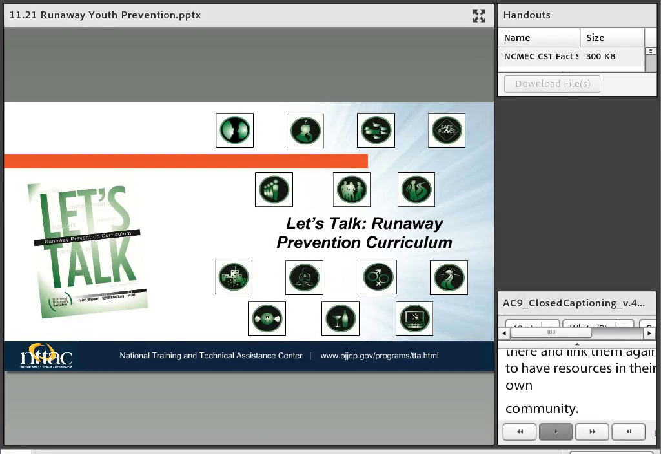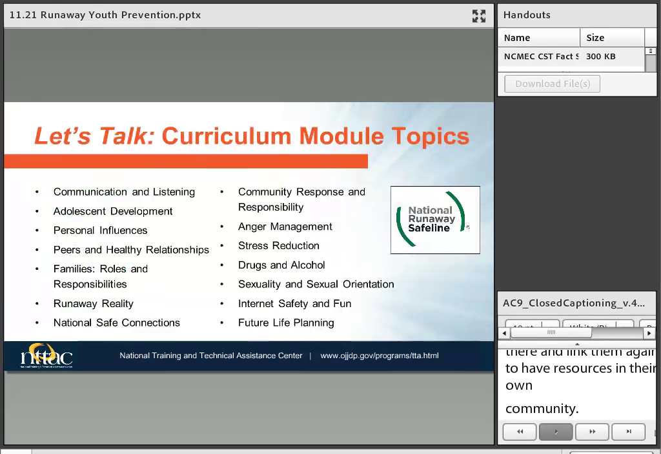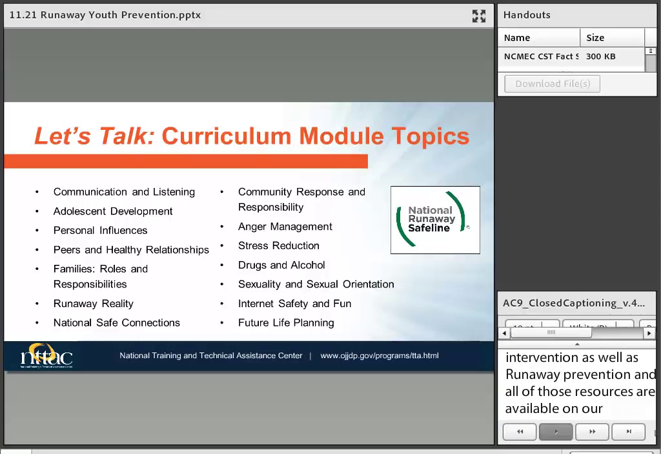And then we have a runaway prevention curriculum called Let's Talk, which is all accessible and downloadable on our website. It is a 14-module curriculum. This just highlights the different modules and topics that the curriculum covers. Each module can be downloaded and utilized separately, so this is a curriculum that can be used in many different ways in many different settings. And we also have staff on hand who are able to help facilitate ways to implement and utilize this curriculum, again, in various settings, and how to help train on this curriculum.